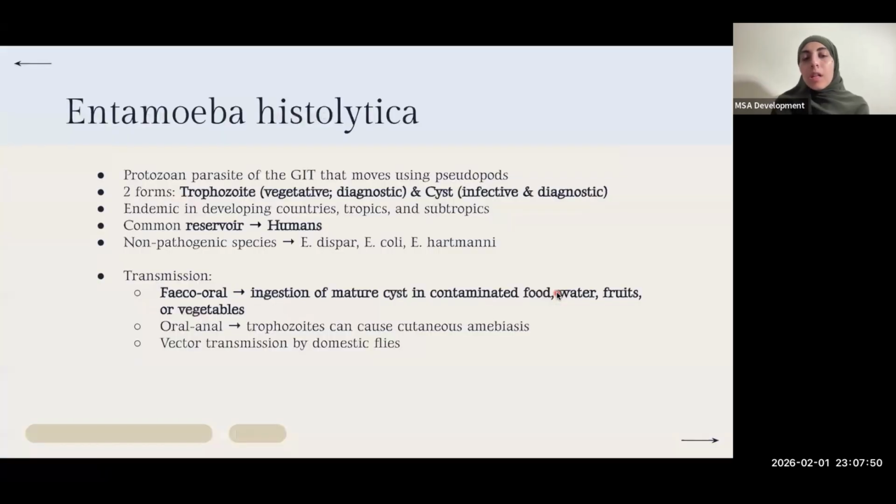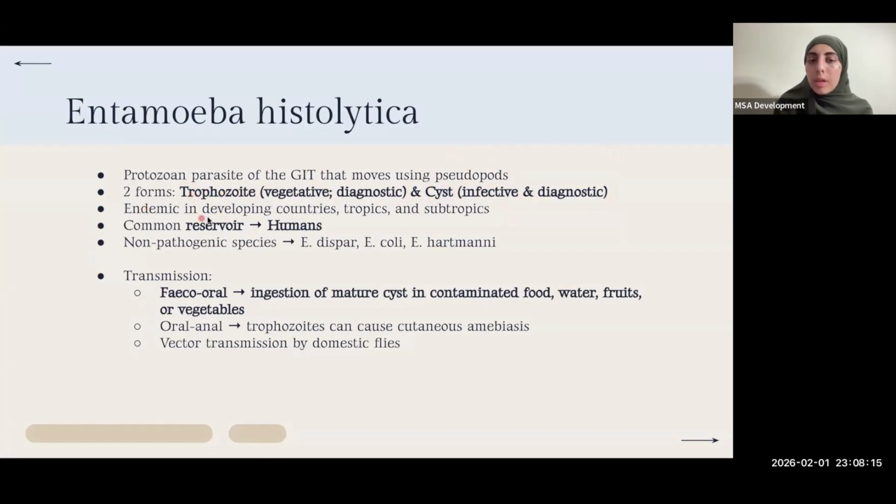Now, Entamoeba histolytica is also a parasite. It's a protozoan, and it moves using pseudopods. Remember, Giardia moved with flagella. Entamoeba histolytica moves with pseudopods. You have two forms. Again, just like Giardia, you have trophozoite and cyst. Again, the cyst is the infective stage. Trophozoite is vegetative, and both of them are diagnostic.